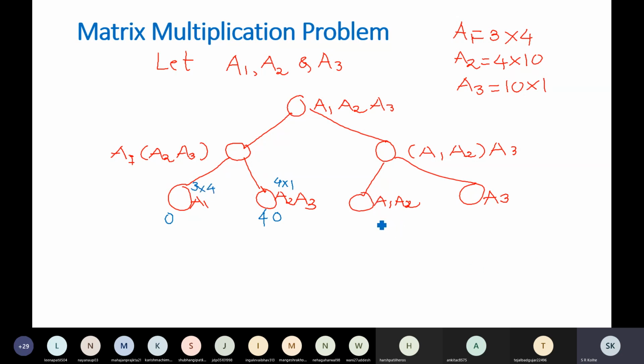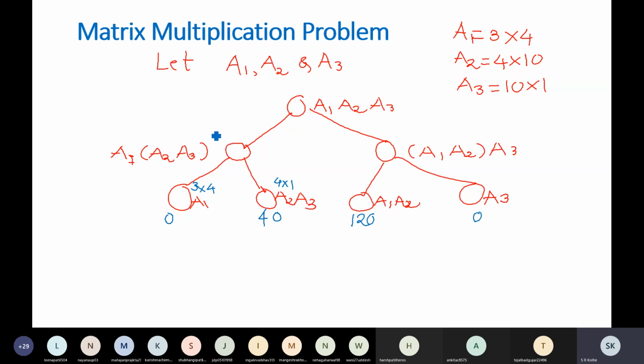Come over here. What will be the value associated with A1, A2? That means how many multiplications are required to perform A1, A2? 120. How have we calculated that value? 3 multiplied by 4 multiplied by 10. For A3, 0. So these values now will help us to guide the search.